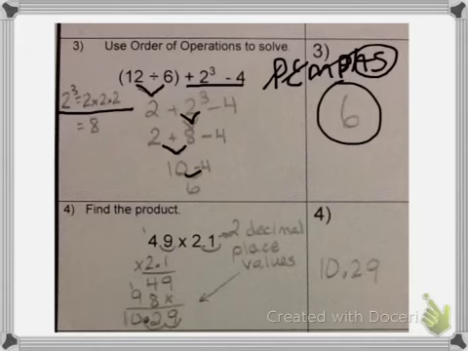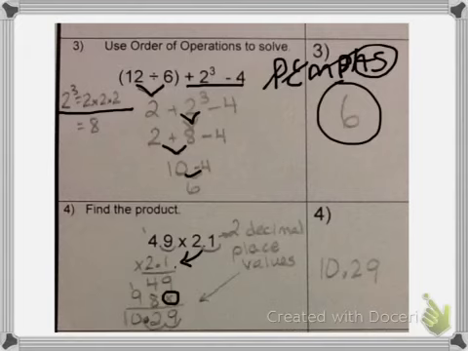Number 4, find the product. 4 and 9/10 times 2 and 1/10. I move the 2 and 1/10 down here, and I've lined up my digits so that the rightmost digits are on top of each other. The first line should be 49. The second line should be 980. And when we add those, we get 1,029.